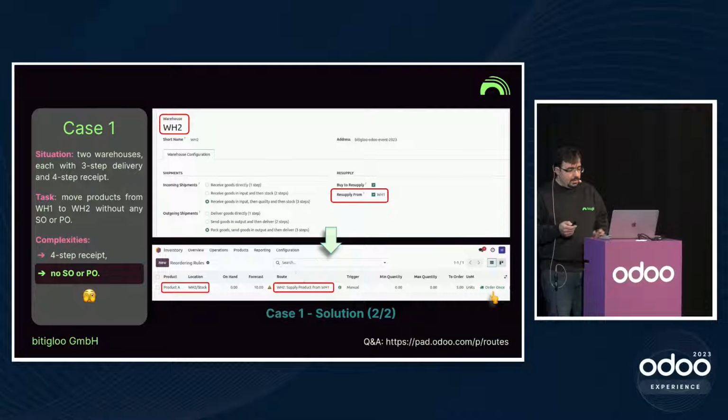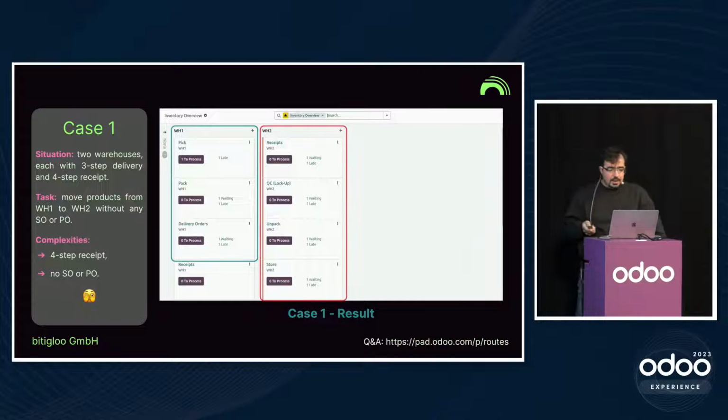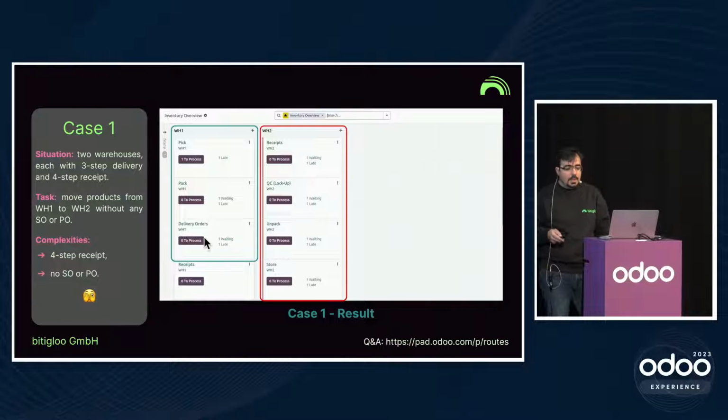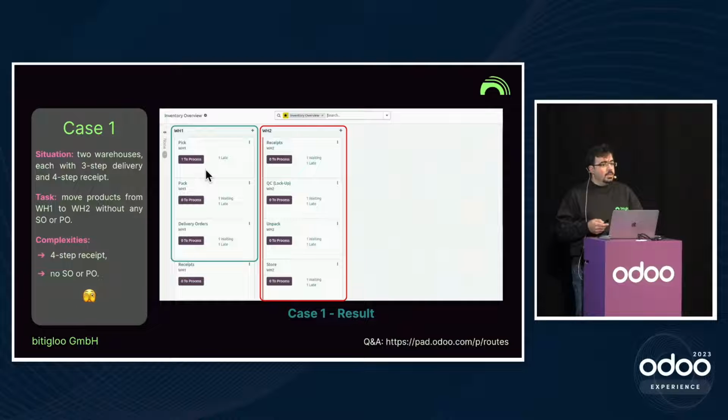This will be the result. As you see in warehouse 1, we have the 3-step delivery and the 4-step receipts, and all of them are waiting because this one needs to be processed first. So now let's go to case 2.